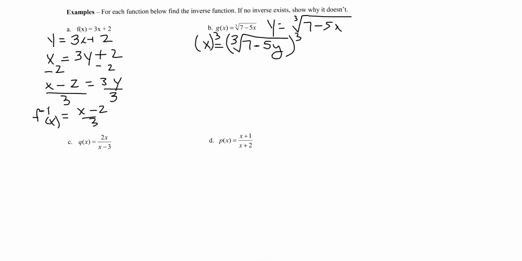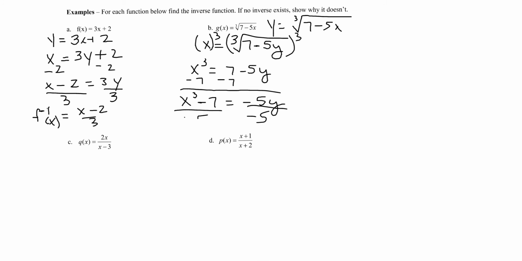So now I have x cubed is equal to 7 minus 5y. And we will subtract 7 from both sides. So I get x cubed minus 7 equals negative 5y. Divide everything by negative 5. So g of negative 1 of x, or y, equals x cubed minus 7 over negative 5.